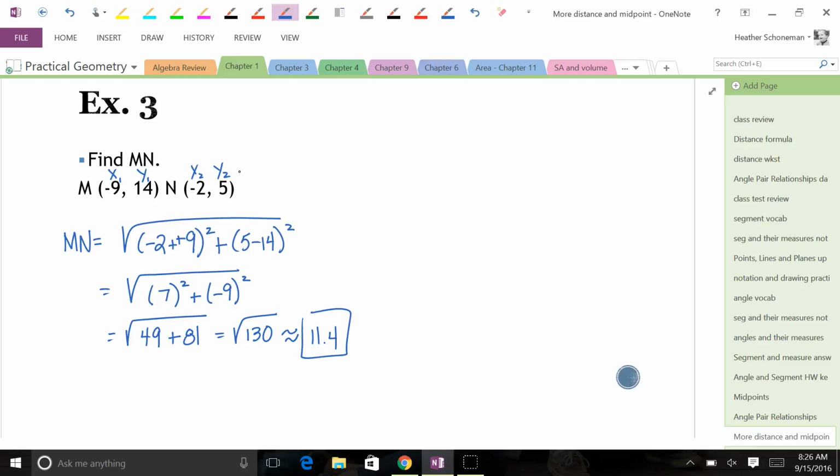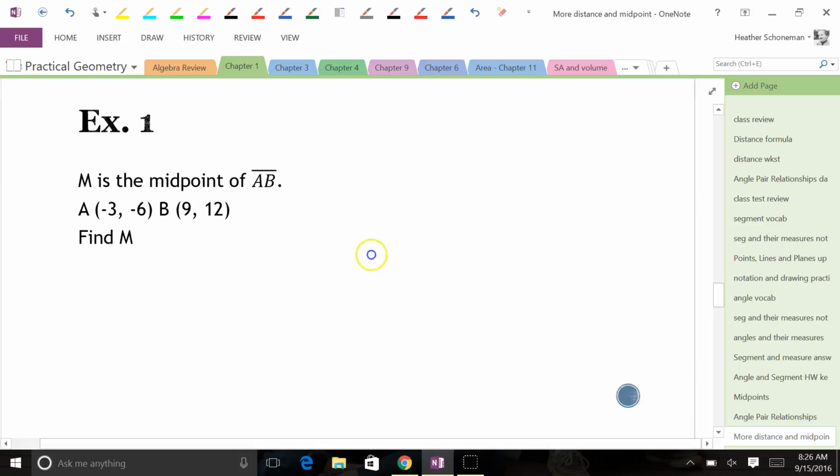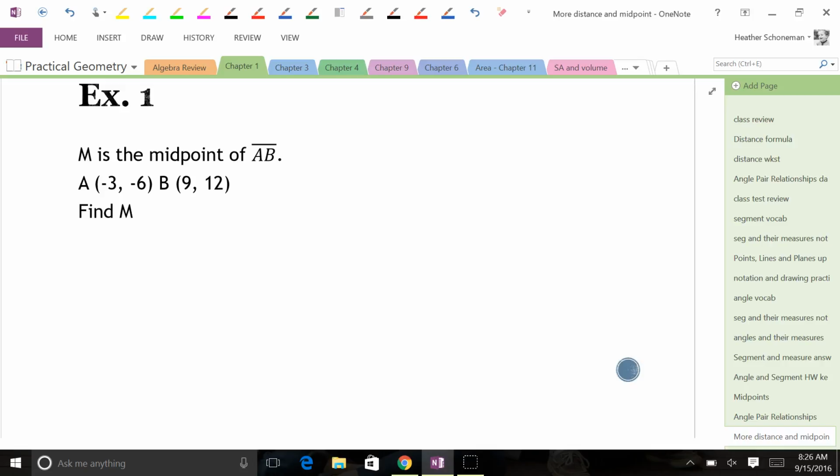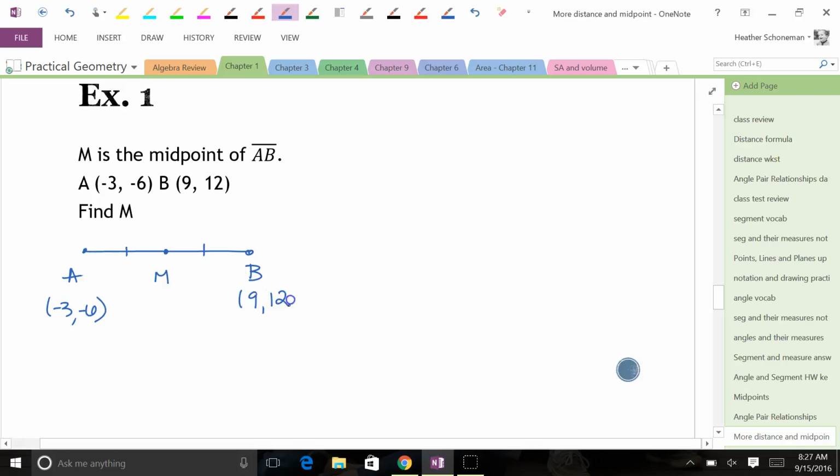Now we're going to work on midpoints. This is what we did on Monday. All right, now, it didn't say this on here, but for all these, we have to draw the picture first. So M is the midpoint of AB. So let's draw segment AB. No, isn't that sad? It doesn't spell anything. M is the midpoint. Put the 2 dashes on there. A is negative 3, negative 6. And B is 9, 12.